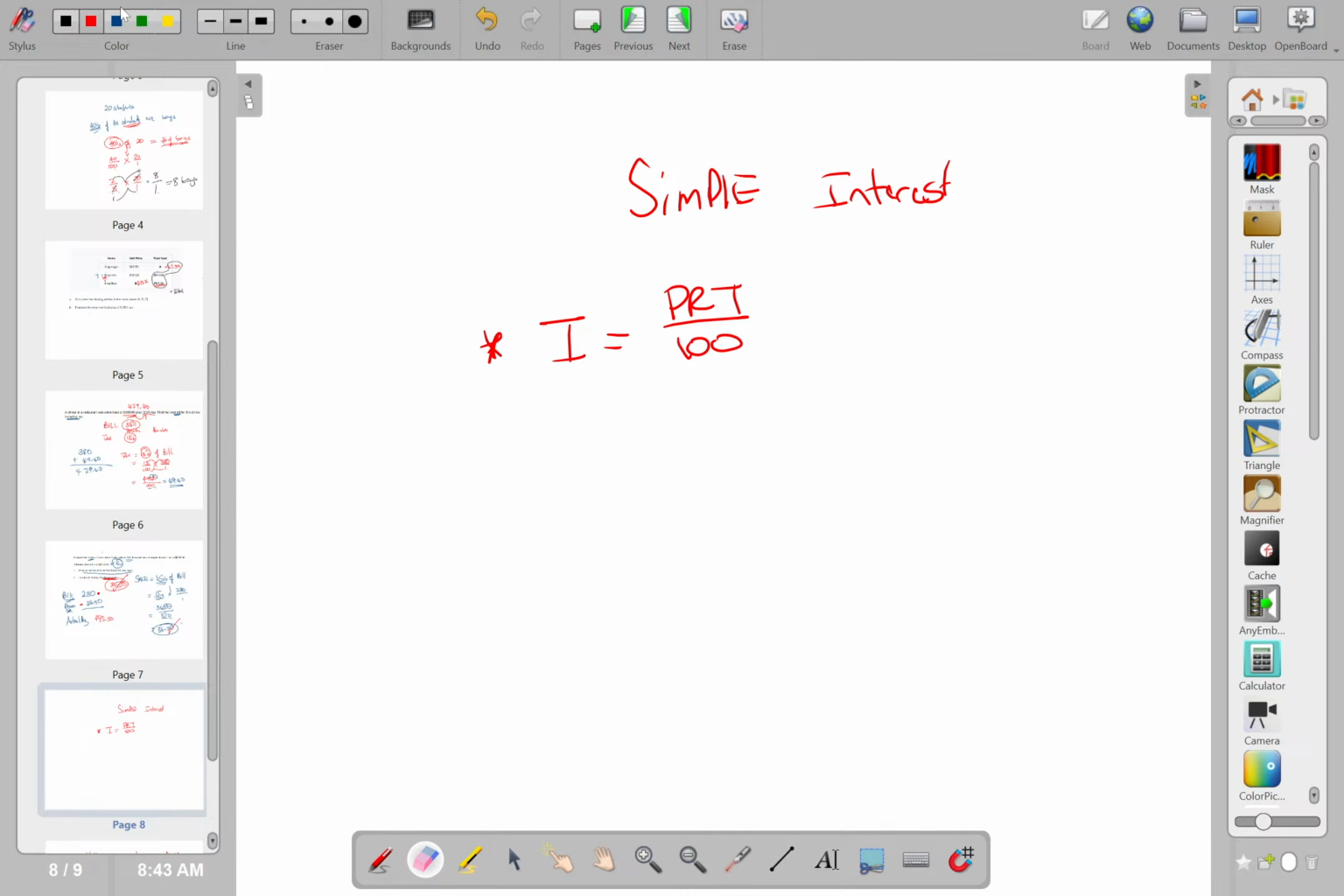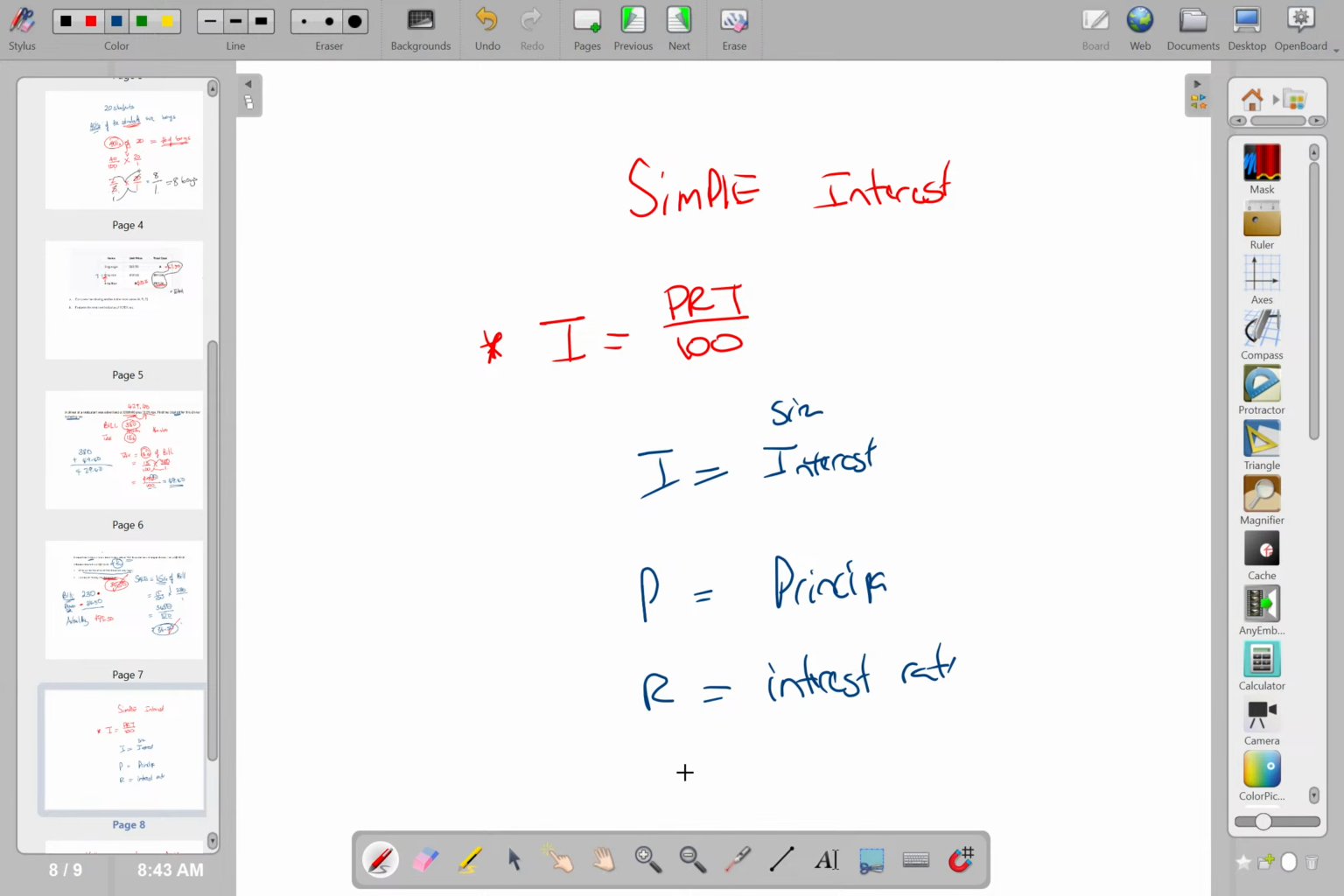Now, P stands for what? You have to know what the letters stand for. I stands for the interest, or the simple interest that you're calculating. P stands for the principal. That's how much money you're putting up. R stands for the interest rate. How much is the rate? And T stands for time.